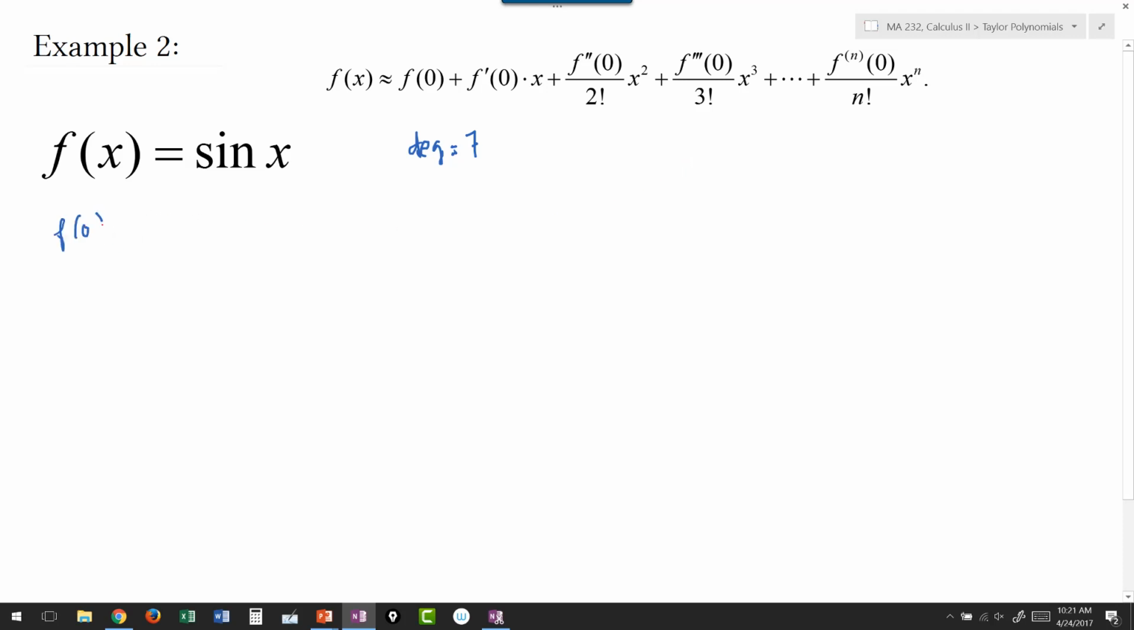First up, f of 0 is the sine of 0. Just plugging 0 into the original function, and that gives me 0. Next, I need f prime of 0. So first I need to know what f prime of x is. Derivative of sine is cosine, and the cosine of 0 is 1.